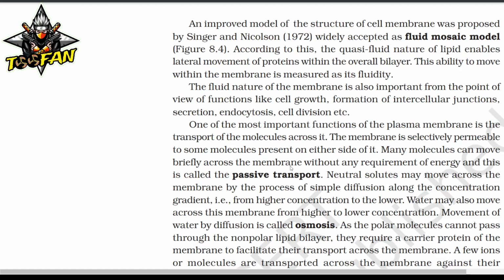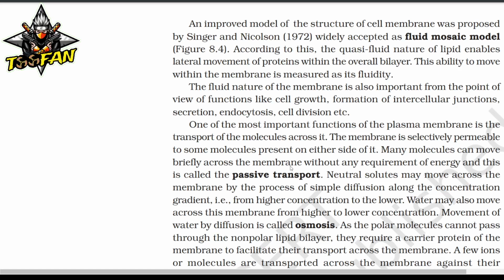One of the most important functions of the plasma membrane is the transport of molecules across it. The membrane is selectively permeable to some molecules present on either side of it. Many molecules can move freely across the membrane without any requirement of energy, and this is called passive transport. Neutral solutes may move across the membrane by the process of simple diffusion along the concentration gradient, that is, from higher concentration to lower concentration. Water may also move across the membrane from higher to lower concentration. Movement of water by diffusion is called osmosis.